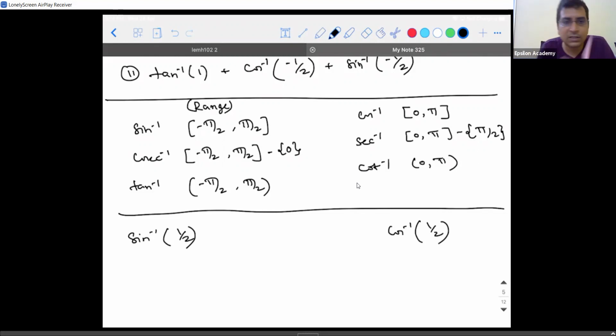See, for example, sine inverse has range 0 to pi by 2, first quadrant. Cosecant inverse, 0 to pi by 2, first quadrant. Similarly, cos inverse, 0 to pi by 2, first quadrant. Secant inverse, 0 to pi by 2, first quadrant, like that. So you definitely have a first quadrant.